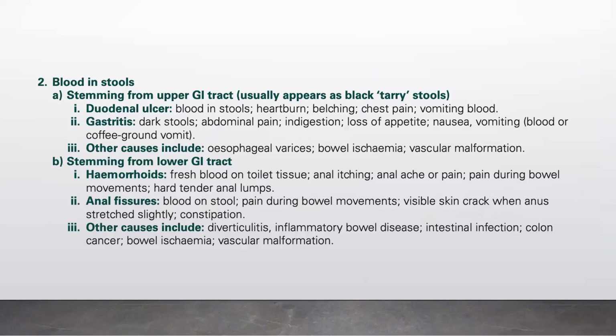If it stems from the upper GI tract, it could be due to duodenal ulcer, where there is blood in stools, heartburn, belching, chest pain, and vomiting blood. It can also be due to gastritis, where there are dark stools, abdominal pain, indigestion, loss of appetite, nausea, vomiting of blood or coffee-ground vomit. Other causes include esophageal varices, bowel ischemia, and vascular malformation.